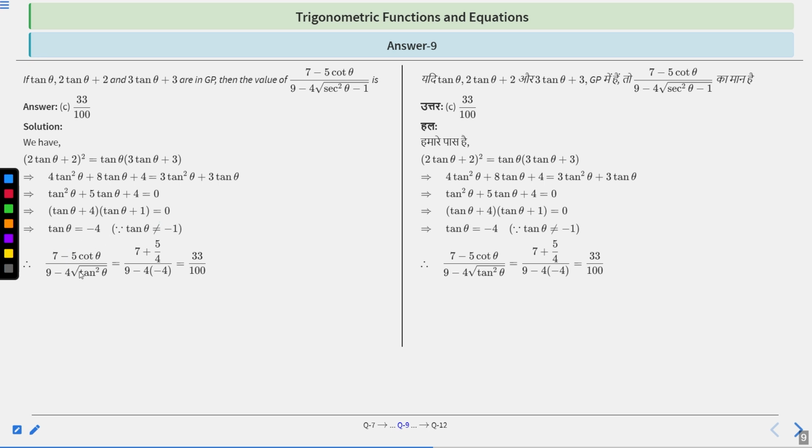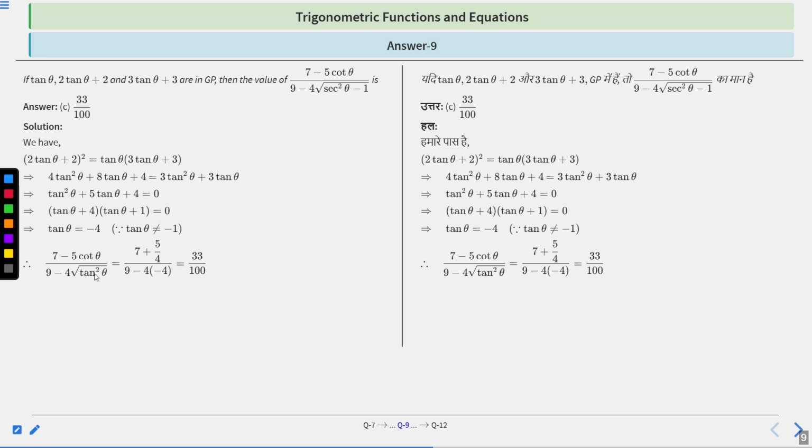So if tan theta is equal to minus 4, then see, root over sec square theta minus 1 is basically root over tan square theta, right? And now root over tan square theta, since tan theta is equal to minus 4, tan square theta is basically the square of minus 4, and root over tan square theta will be equal to 4. Yes, since tan theta is minus 4, root over tan square theta is basically 4, right?